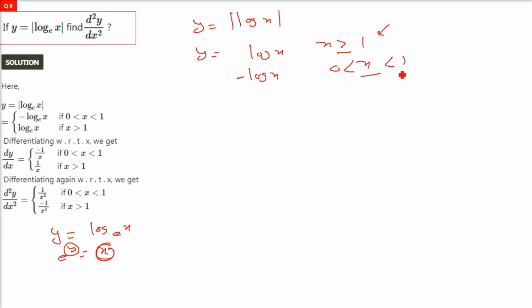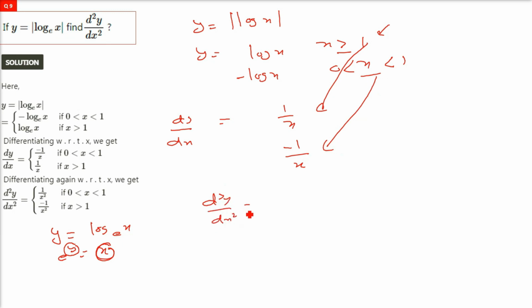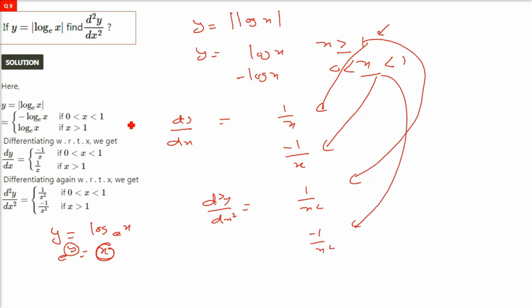If x is greater than 1, you get positive. If you have x between 0 and 1, log will be negative. Just differentiate it. Log x gives 1 by x, minus log x will be minus 1 by x. And these two conditions you have to write again. d2y by dx2 will be what? 1 by x gives negative 1 by x square. This derivative, 1 by x, sorry. And this is going to be minus 1 by x square. These two conditions you have to write. And this is how you are going to present it in your examination.